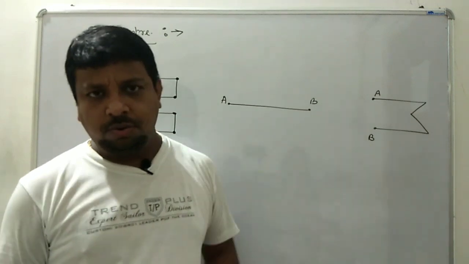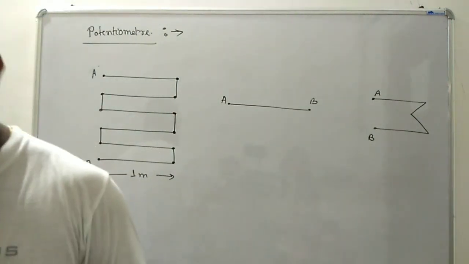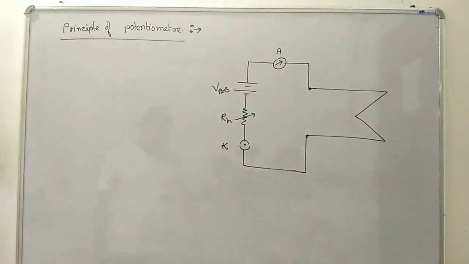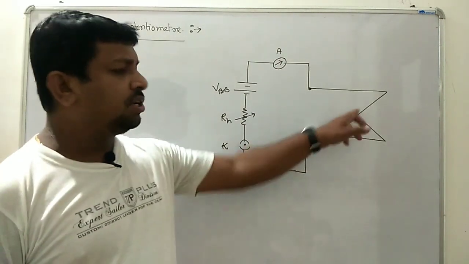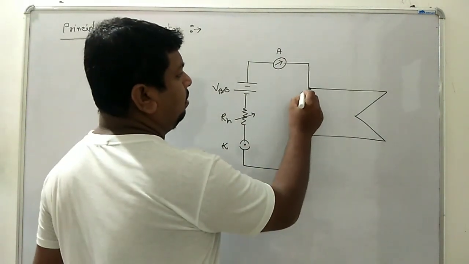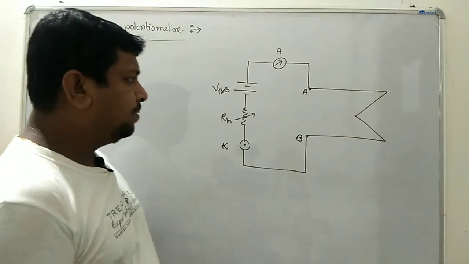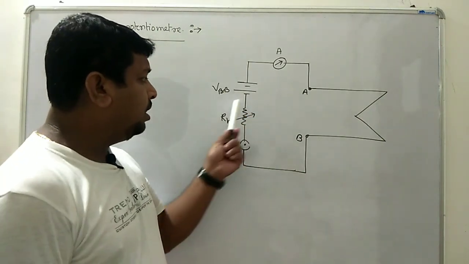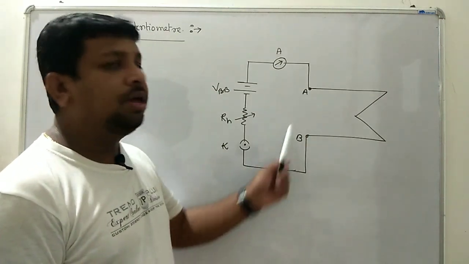Next, we discuss the principle of potentiometer. Here AB is a potentiometer wire having resistance R. At the two ends of the potentiometer wire, you consider an eliminator, battery, rheostat and key. All are connected in series with the wire.